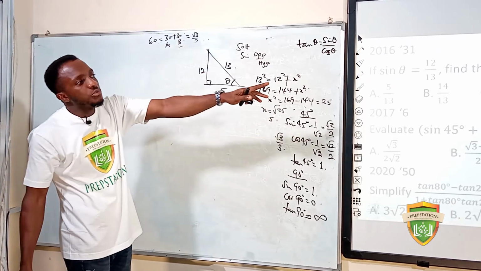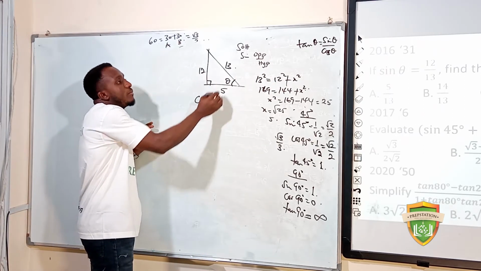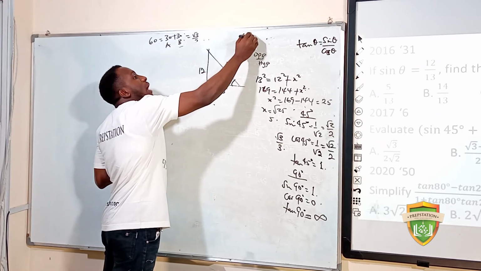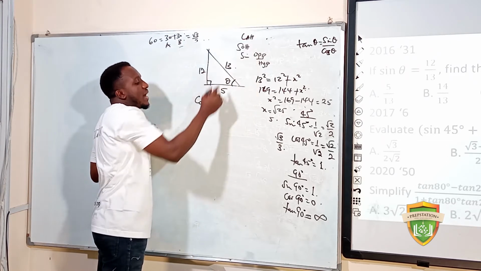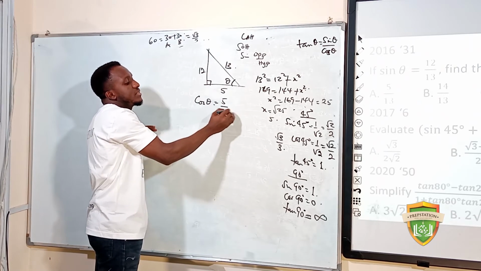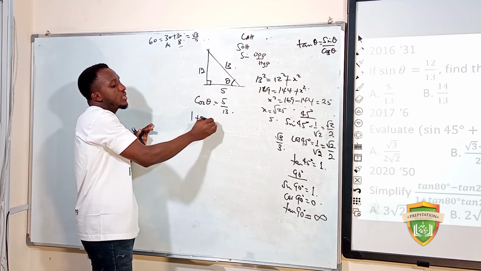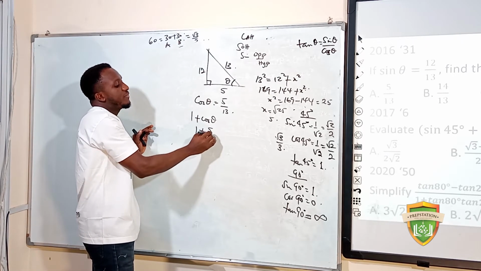So the question says we should find the value of 1 plus cos theta. So what is cos theta? From SOH CAH TOA, cos is adjacent over hypotenuse. So what's the adjacent? 5, hypotenuse is 13. So 1 plus cos theta would be 1 plus 5 over 13.